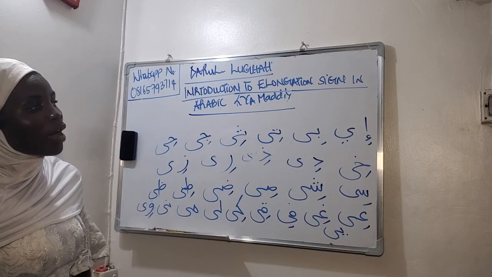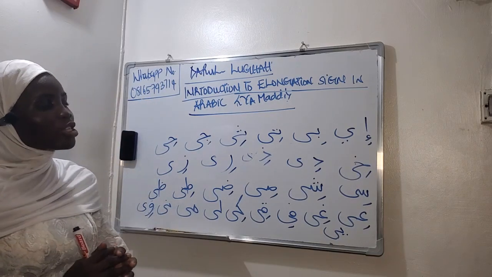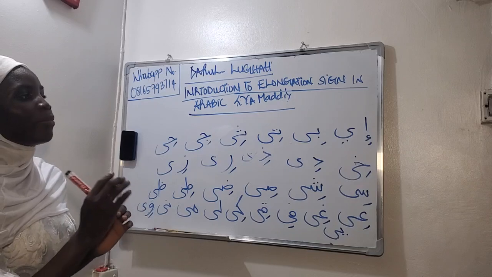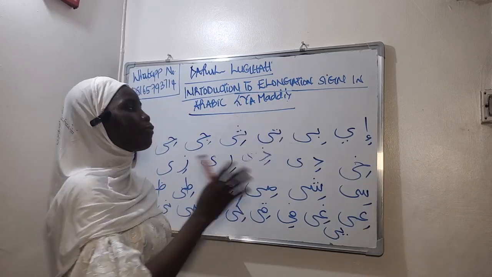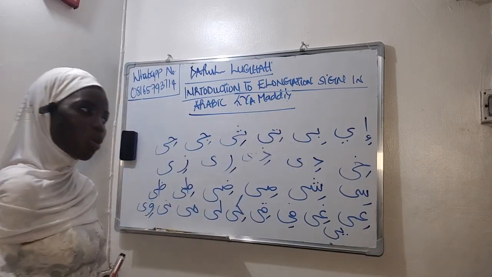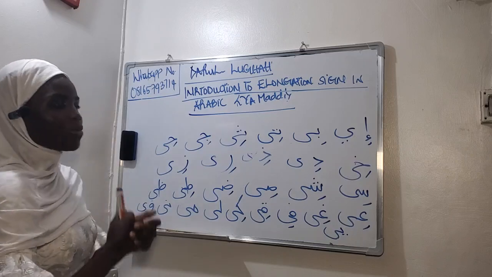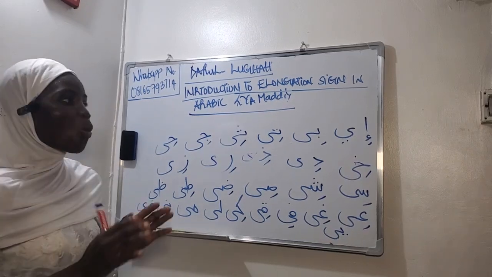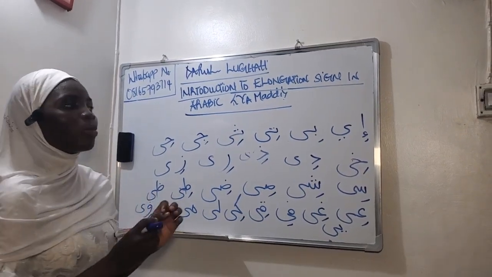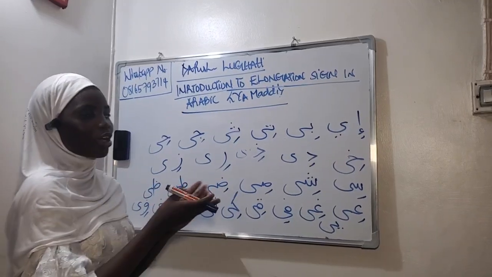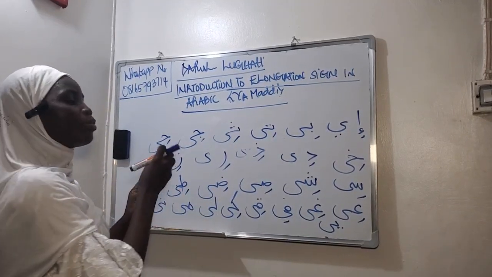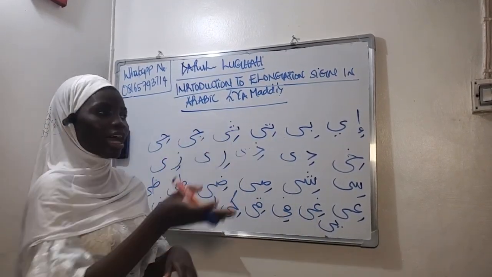Now, before wrapping up this video, in summary, we said alif ya madi attracts kasra, while alif madi attracts fatha. Those are the rules. Once you understand the rules, you'll be able to navigate these letters and their elongation. You know how to make use of these elongation signs with letters.